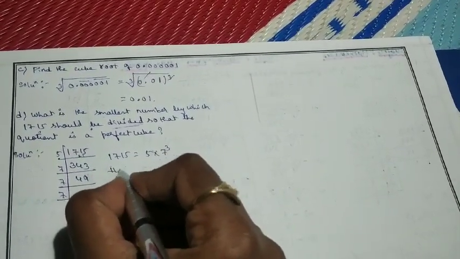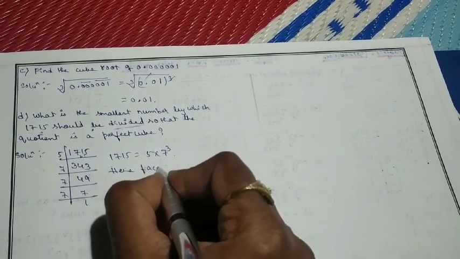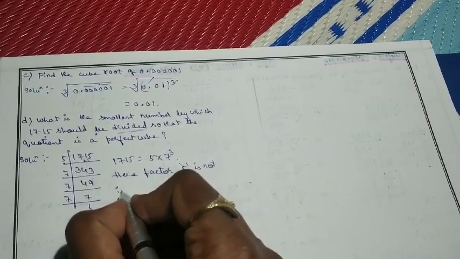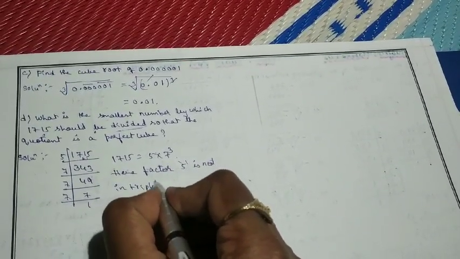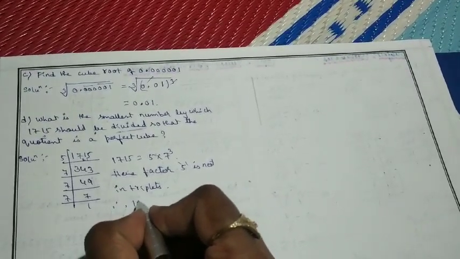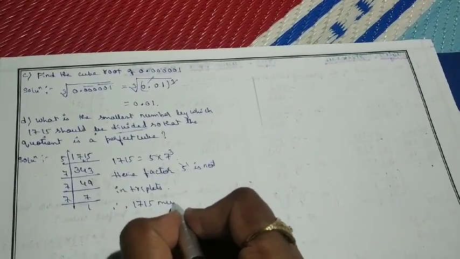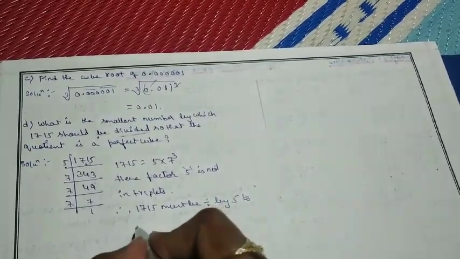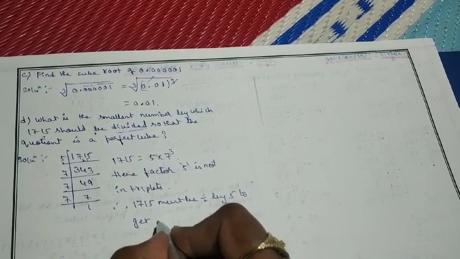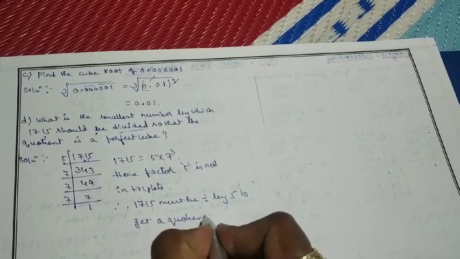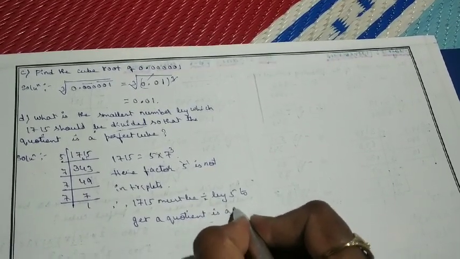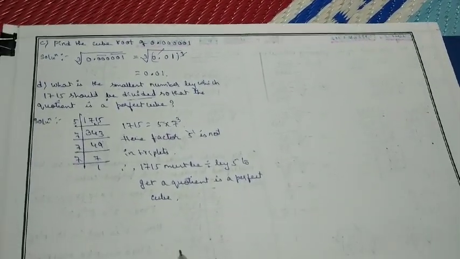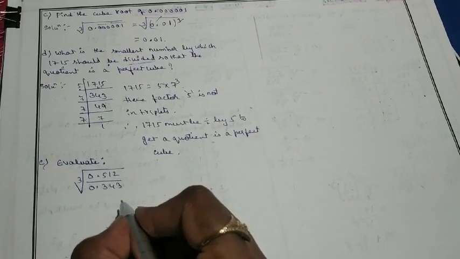So here factor 5 is not in triplets. Therefore 1715 must be divided by 5 to get a quotient that is a perfect cube. So that's all, children. Now let me move to question E.